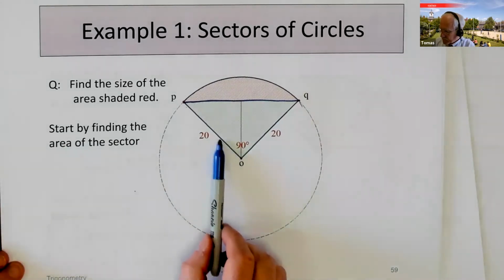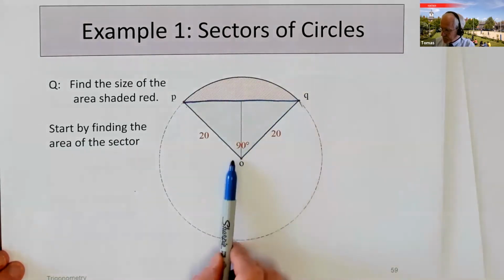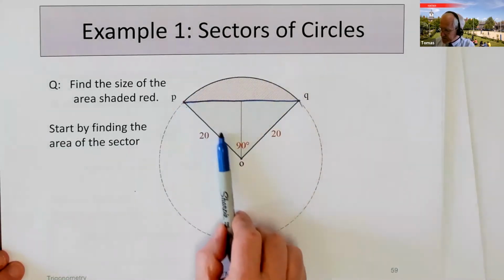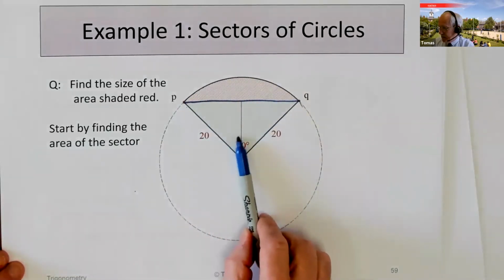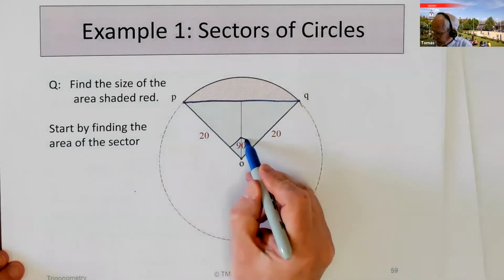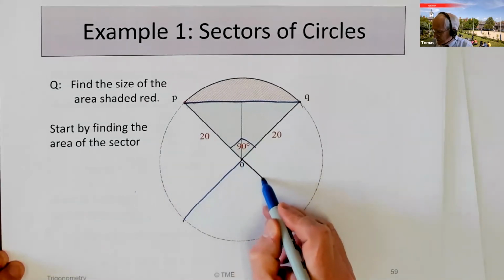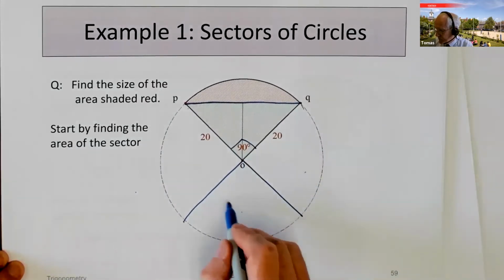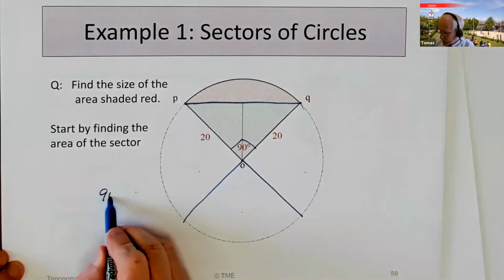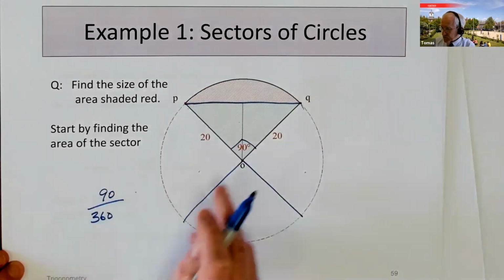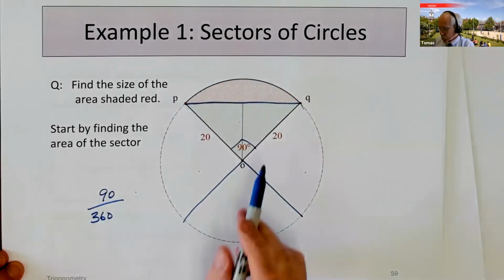Well, the area of the red bit is really like a bit of a circle, because it's part of the whole circle. Now, it depends on how big this angle is. If this angle is 90 degrees, it's a quarter of the circle: 1, 2, 3, 4. So this is a quarter of the circle because it's 90 over 360. If it was a smaller number, it'd be less than that. So it's a quarter of the circle.